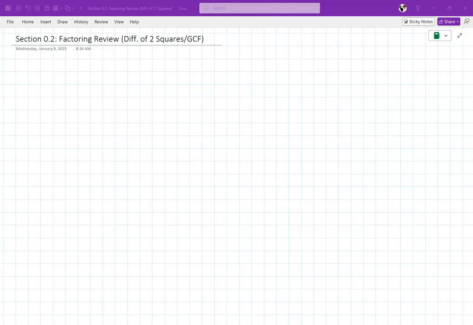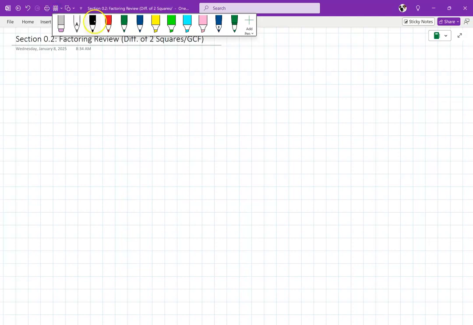All right, so we're going to be working on section 0.2. So we're reviewing difference of two squares and the GCF. We're going to start off with the difference of two squares first. The difference of two squares is based on a formula.